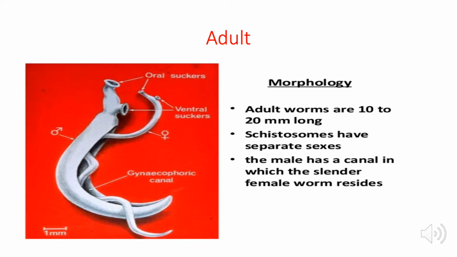Schistosoma adult worms are dioecious, meaning they have separate sexes. In the picture, you have the larger male and the smaller female. And the smaller female is lodged in the gynecophoral canal of the male. Just like the other trematodes, they also have the oral and ventral suckers for attachment.